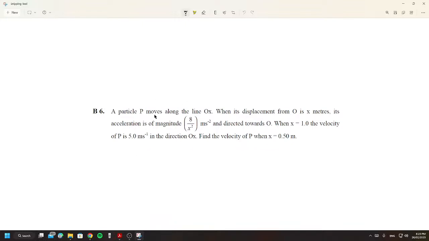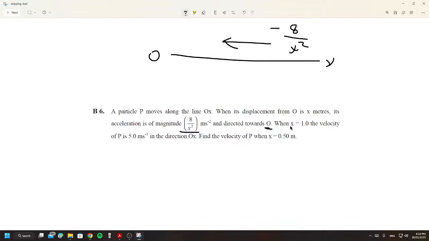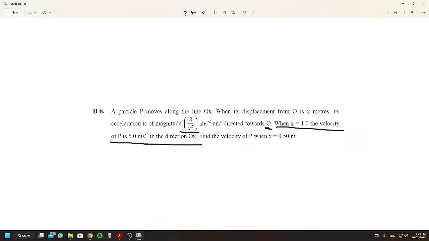Particle P moves along the line OX. When its displacement from O is x meters, its acceleration is this magnitude, and it's directed towards O. Okay, so O and then x, and it's here. It's moving towards O, so the acceleration is going to be negative 8 over x squared. When x is equal to 1, the velocity is 5 in the direction OX. Find the velocity of P when x is equal to 0.5. I'm just gonna put a negative sign here.